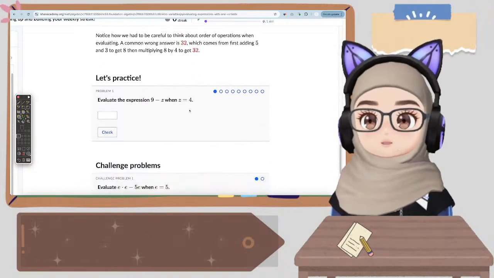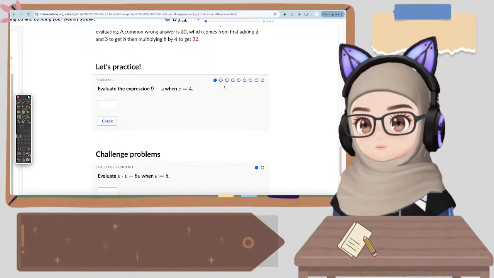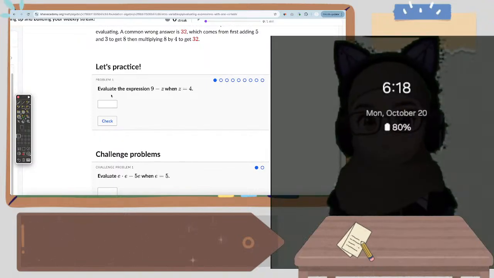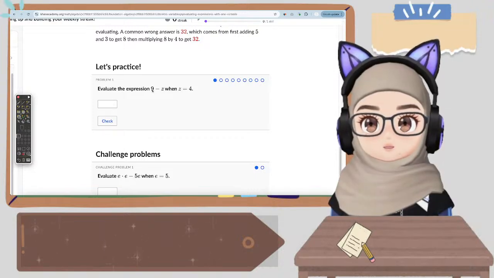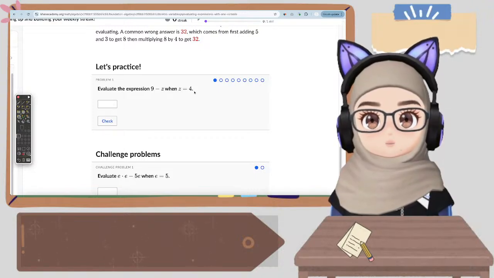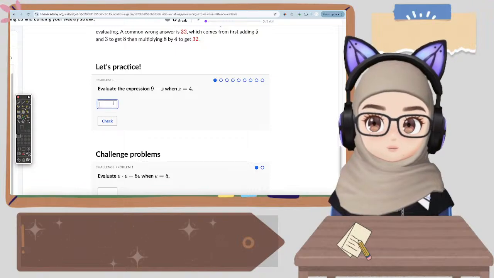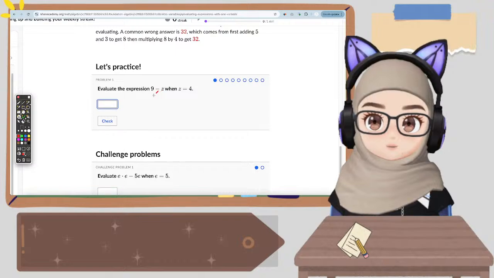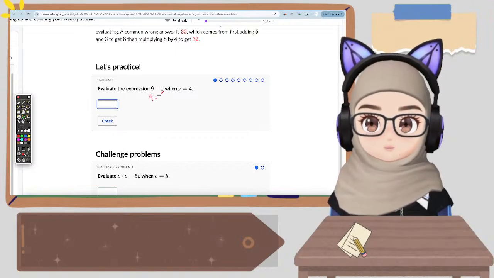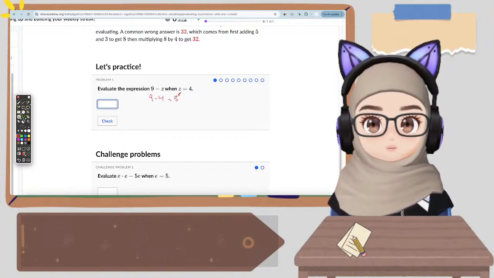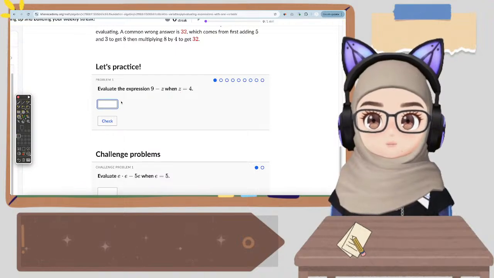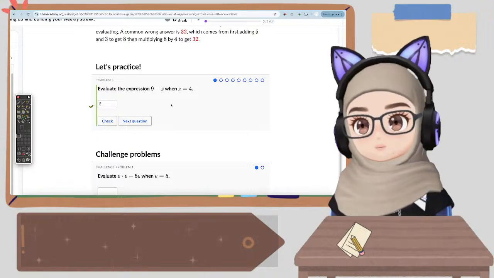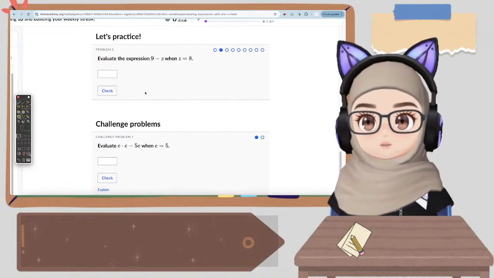Okay, here we go. Practice time. Oh, is this how many tries we get? Or is that like slides? The expression 9 minus z when z is 4, the answer is 5, and to be nice to the class, it becomes 9 minus 4, which is 5. Cool. Let's go. Are we good? We're good. Next question. Oh, it is slides.